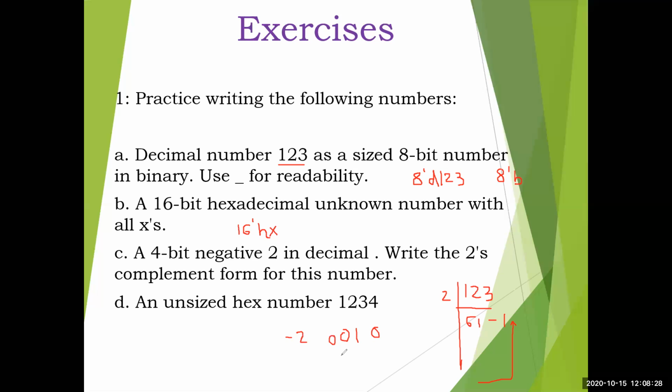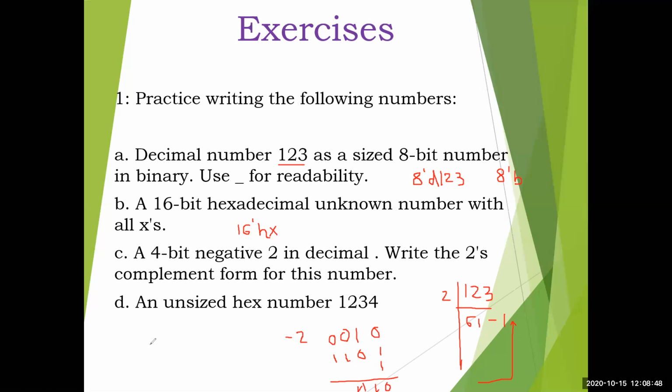So how to take 2's complement? So 1's complement: 1 1 0 1. So 0 is there, 1 is there, 0, and 1's complement plus 1 is 2's complement, so add 1. So what you will get? 1 1 1 0.